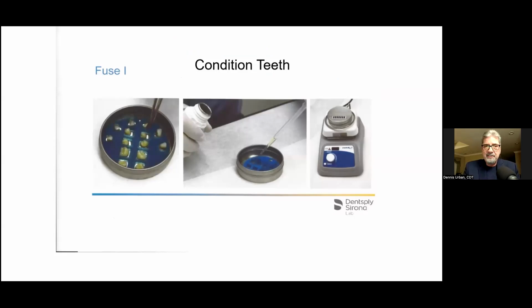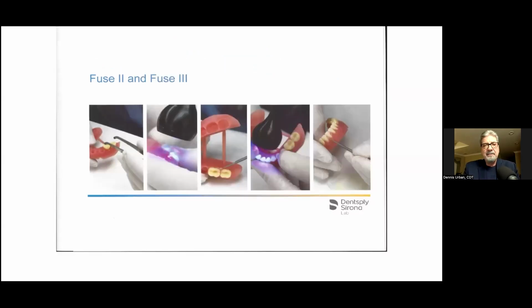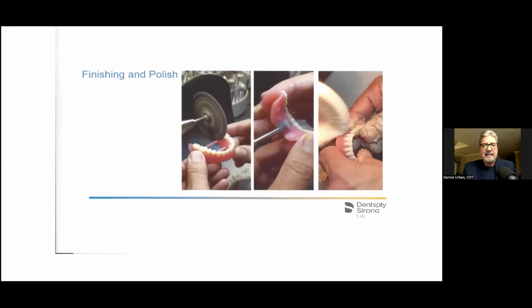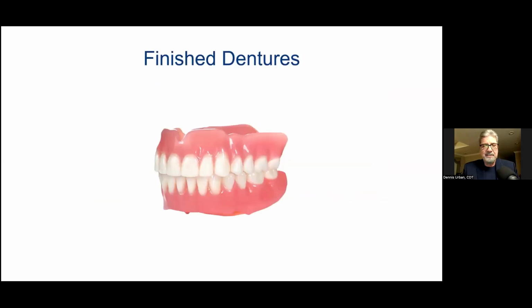We have to condition the teeth with something called Fuse 1. Then we bond them into the denture base with Fuse 2. And light cure about 10 seconds. I try to do 2 or 3 teeth at a time. And then we use Fuse 3, just fills in those gaps that we missed with the other material, like interproximal gaps. And then we post-cure it for another 20 to 30 minutes, cut off the supports, and then we polish the case. And there's your finished printed denture.